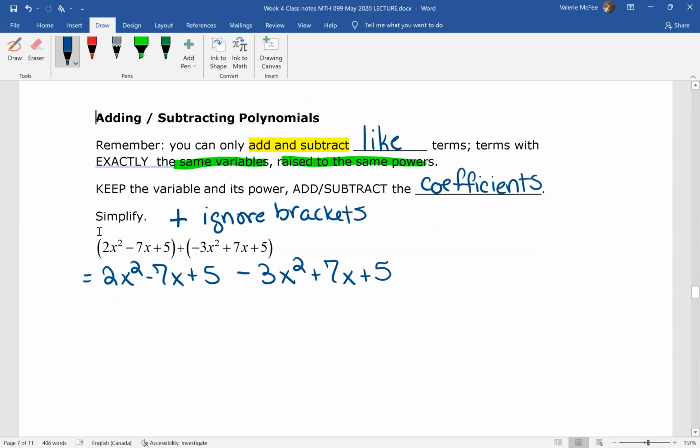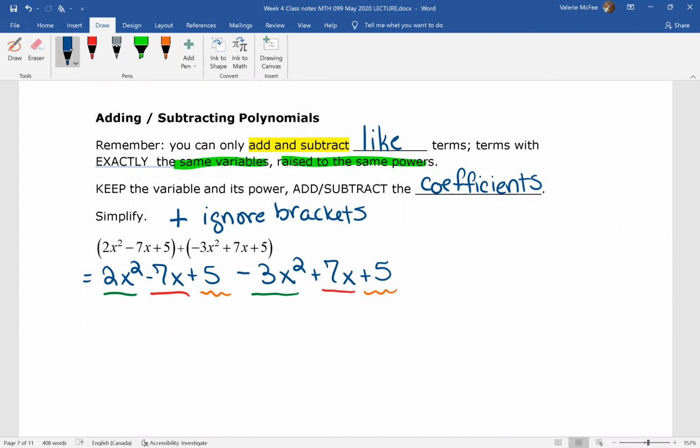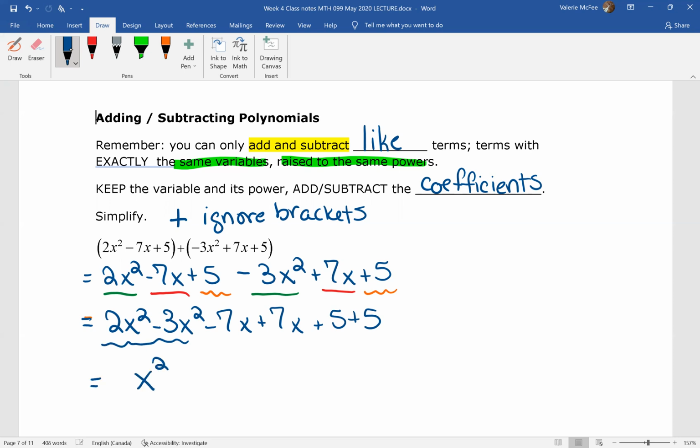We can only add and subtract like terms. So we have some x squareds. We have some x to the power of 1. And then, of course, our integers. If you like, we can rewrite this so our like terms are beside each other. But you don't have to do this step. It does make it a little bit easier to see. Keep the x squared, subtract the coefficients. Keep the x. This gives us 0, so I don't need that at all. And then 5 plus 5. Negative x squared plus 10. Or we could say this equals 10 minus x squared. That works as well.